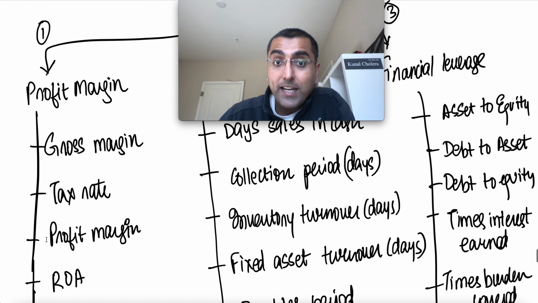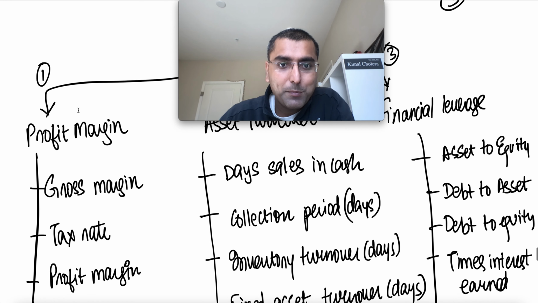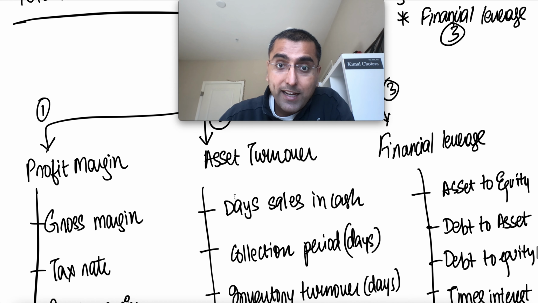And what is the overall net margin, right? Like after tax, and what is the return on assets, right? Return on invested capital, price to earnings. A lot of that is profit margin. Asset turnover again has many more sub ratios.